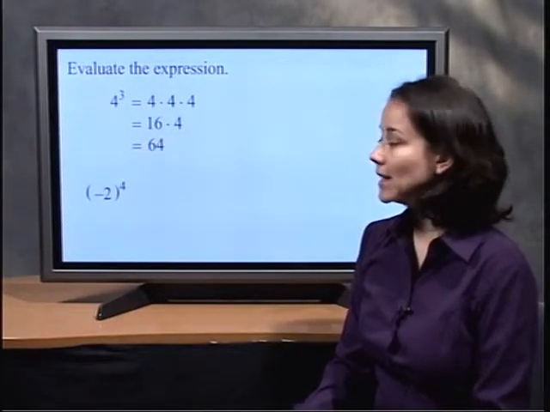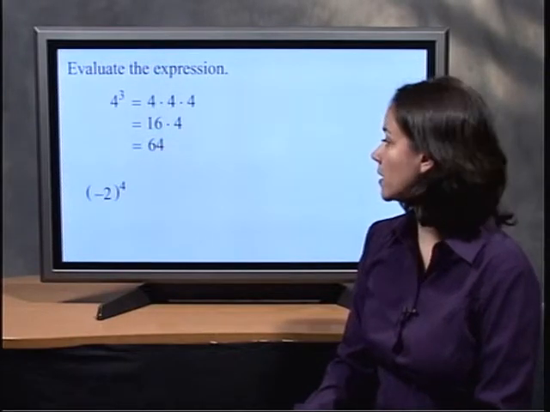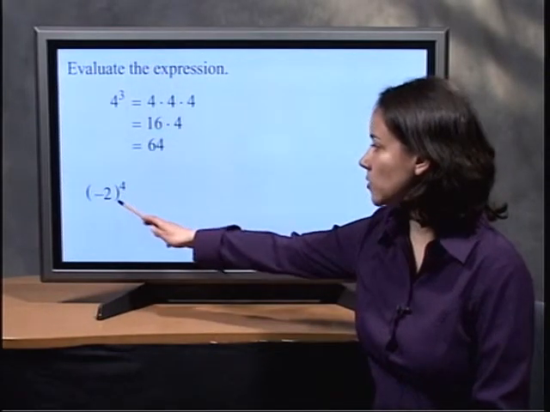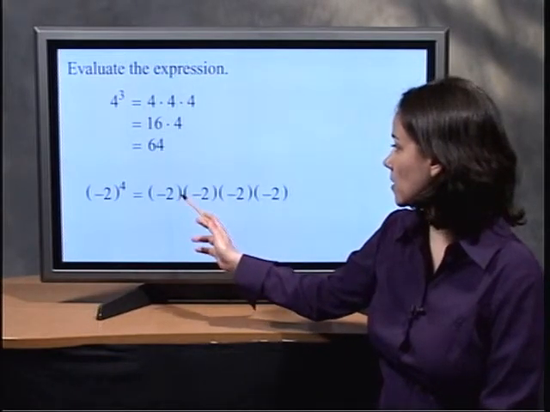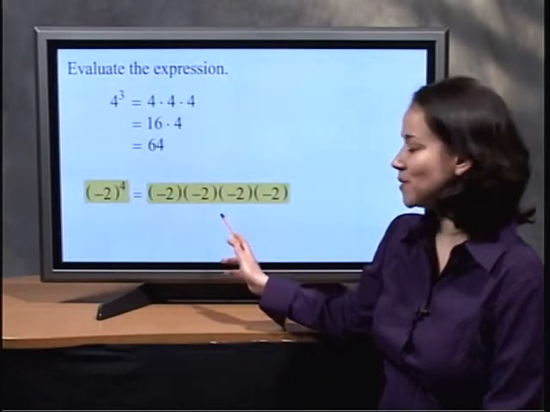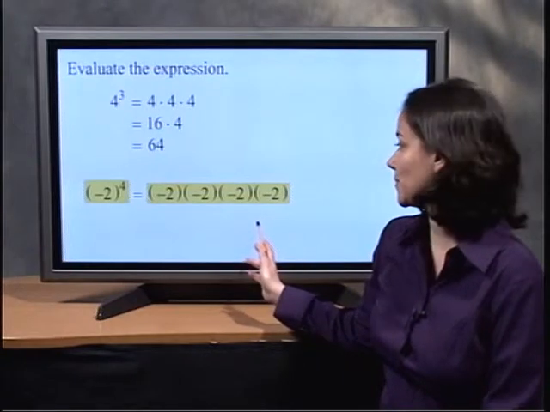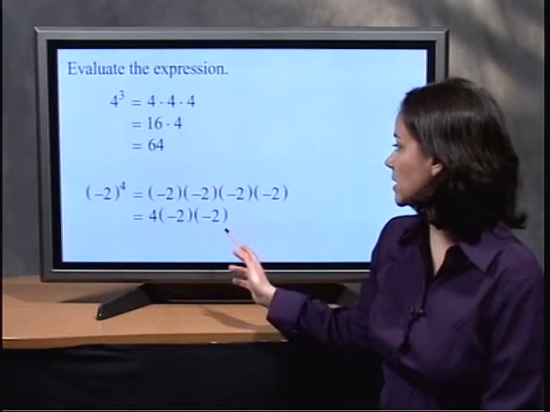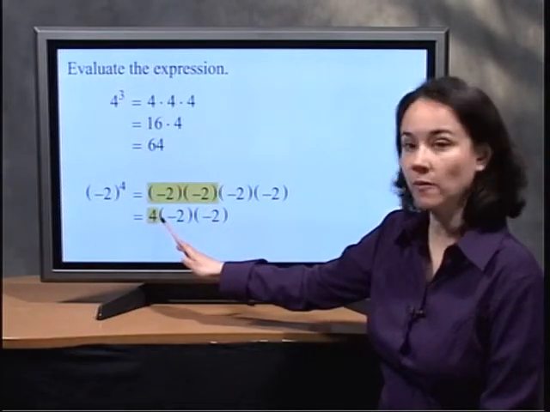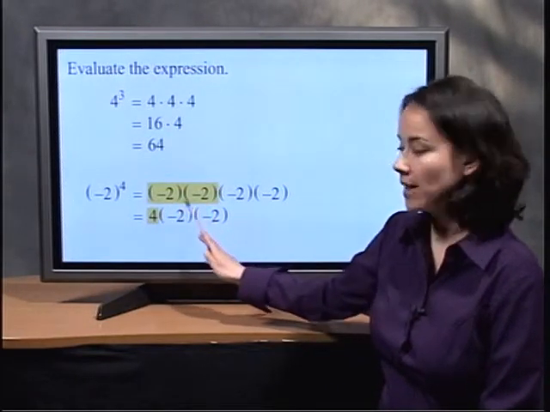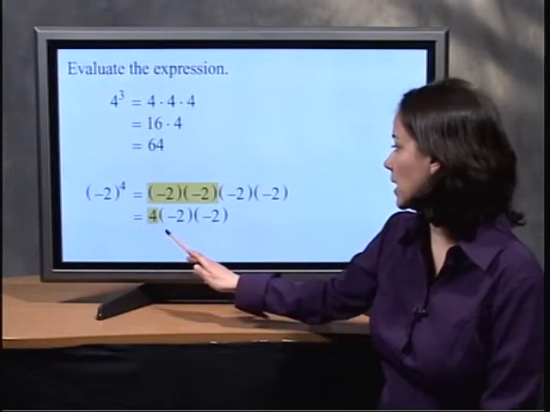Let's try the quantity negative 2 raised to the 4th. So the base is negative 2, so it needs to be multiplied by itself 4 times. So negative 2 times negative 2 times negative 2 times negative 2. And if we start multiplying 2 at a time, we get negative 2 times negative 2 is 4. Remember, a negative multiplied by a negative gives us a positive number.